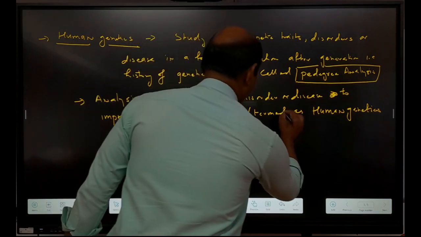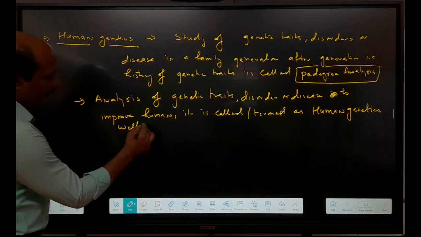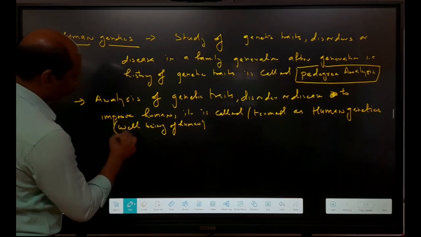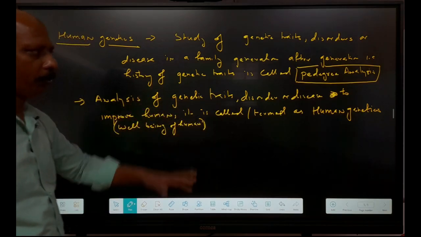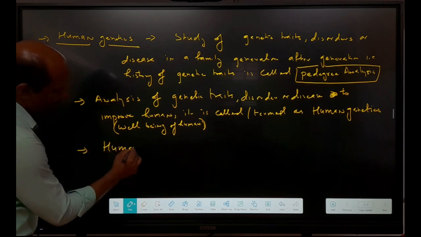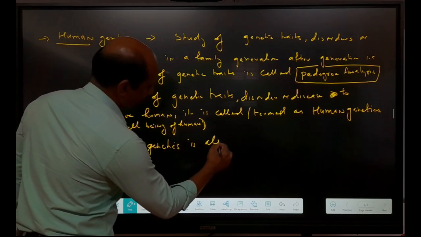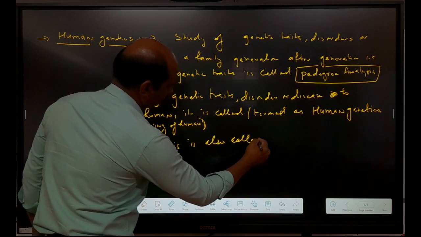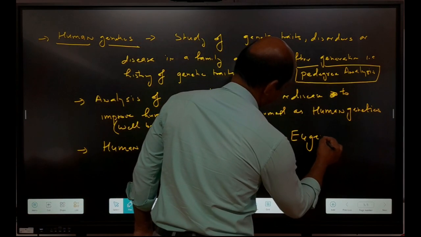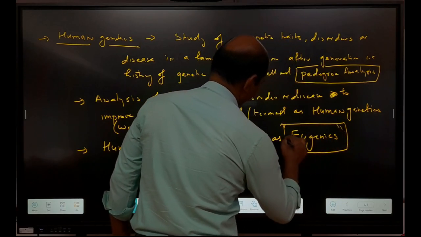That is the difference. Improve human means what? Well-being of human, right? It is called as human genetics. Also, human genetics is also called as eugenics.